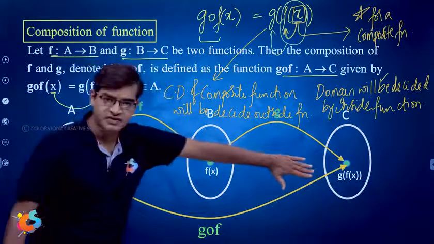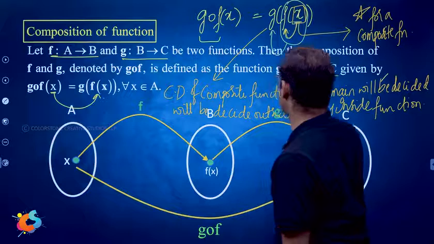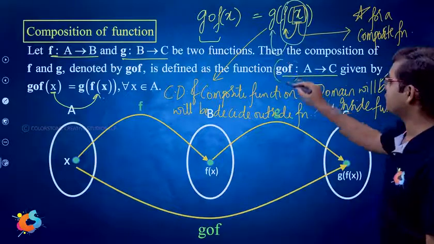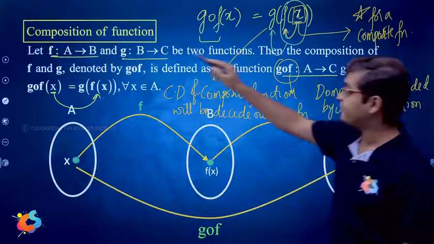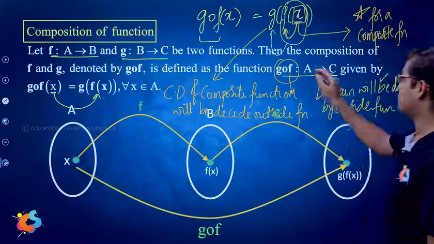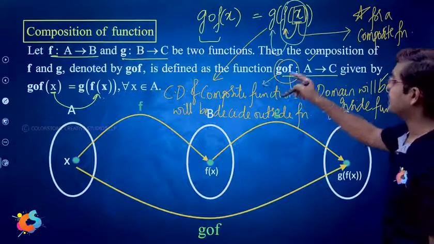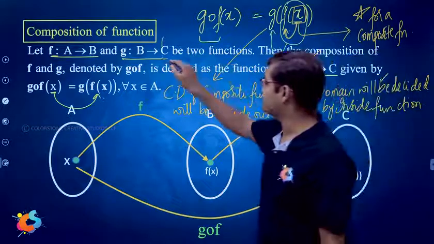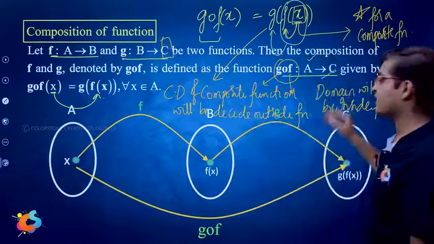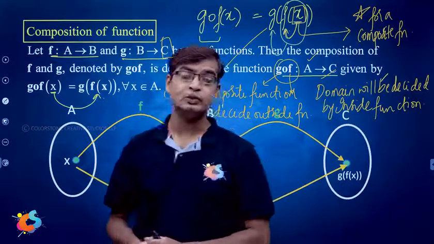Even without this diagram, when I see this, I can say that this function's domain will be decided by f. Whatever is the domain of f, that will be the domain of the composite function. Whatever is the codomain of g, that will be the codomain of this composite function. So the codomain of g is C. So therefore we have g circle f mapping from A to C.